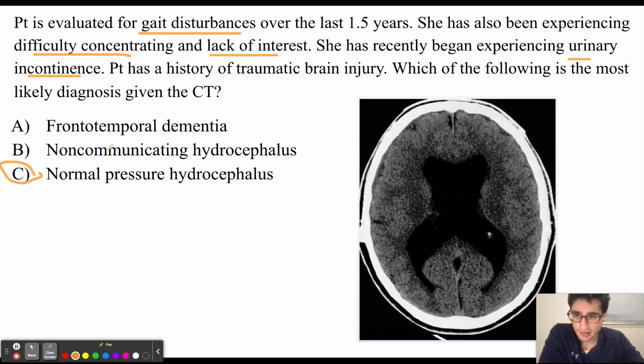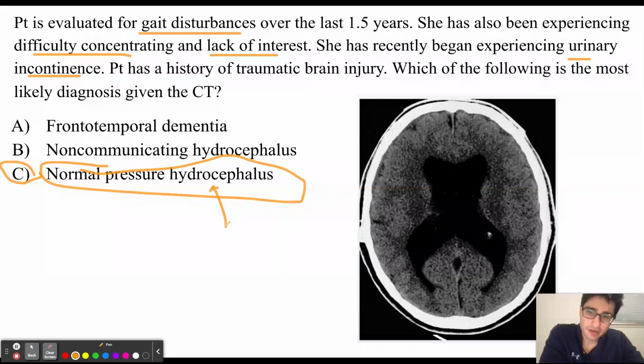Now it's not going to be non-communicating hydrocephalus because with non-communicating hydrocephalus we have an increase in intracranial pressure, and that increase in intracranial pressure will result in a headache as well as nausea and vomiting, and these symptoms our patient does not have. Also, the symptoms have been going on for over 1.5 years, and normal pressure hydrocephalus can be commonly progressive. And it can be either idiopathic or due to a traumatic brain injury, and our patient has a history of traumatic brain injury.